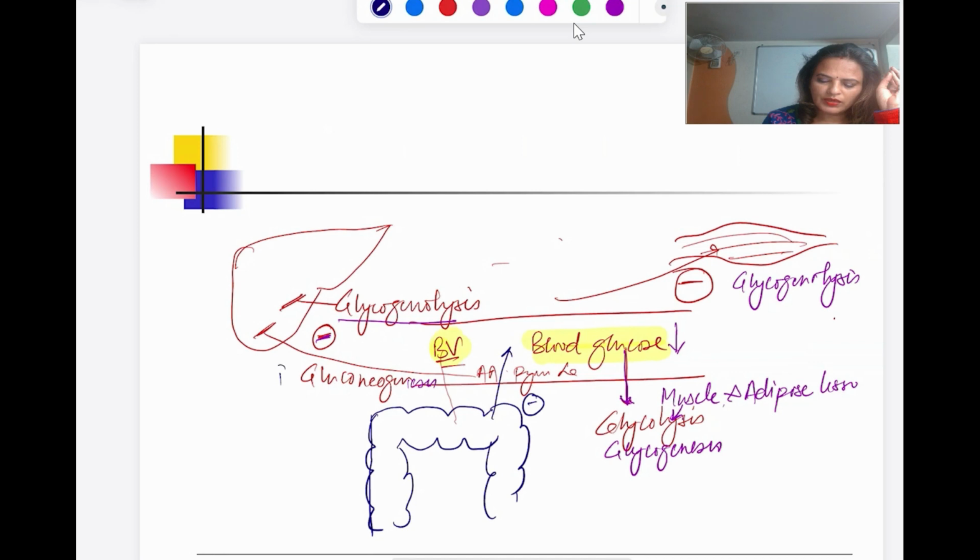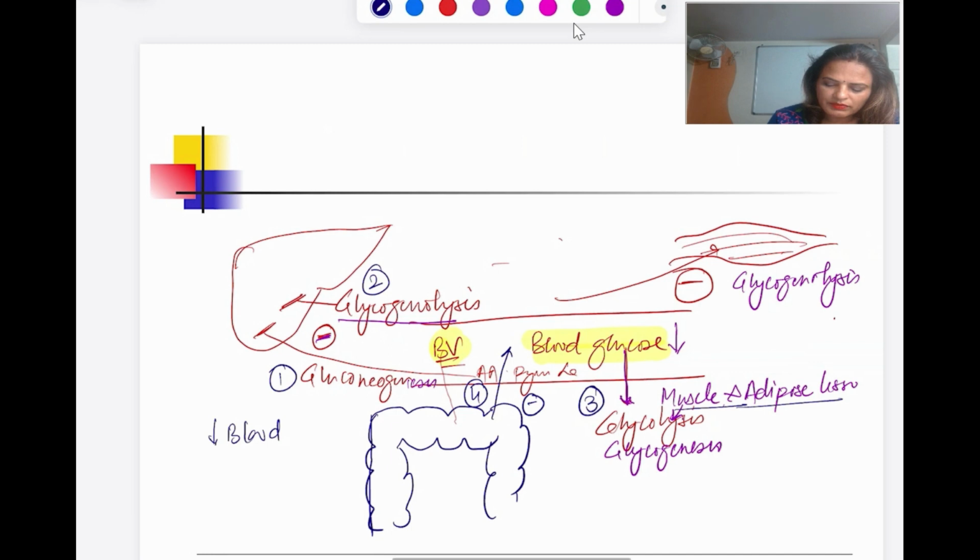This is the number one. It inhibits glycogenolysis. Then the third one is uptake of glucose in the muscle and adipose tissue, and it promotes glycolysis and glycogenesis. And the fourth one is that it is going to retard or inhibit the intestinal absorption of glucose. So in this way, it is going to decrease the blood glucose level.